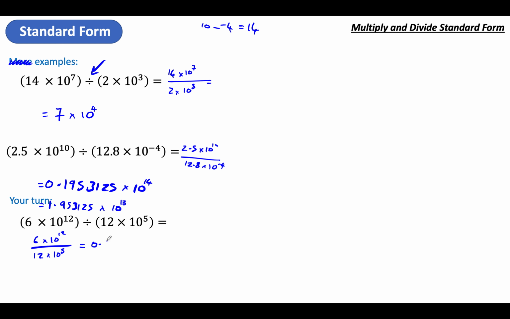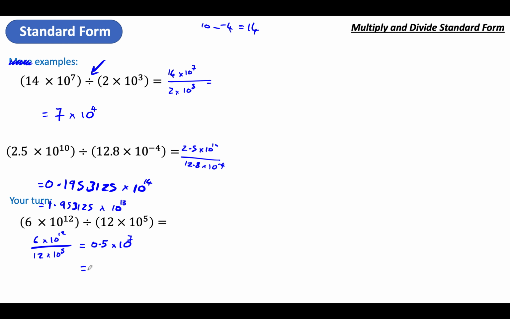Loads of people try and do this the other way. They'll do the big number divided by the small number. It doesn't work like that. It's the top number divided by the bottom one. So 0.5 times by 10 to the power of, remember, subtract your powers, 12 take away 5 is 7.